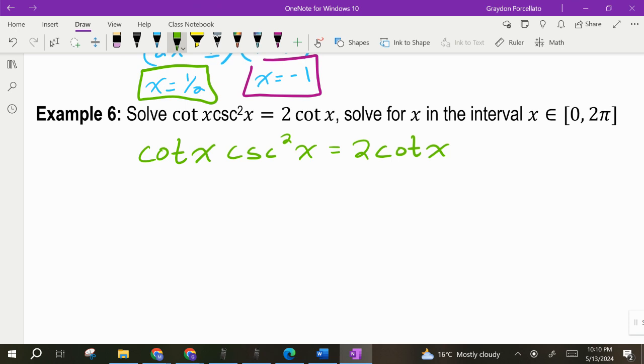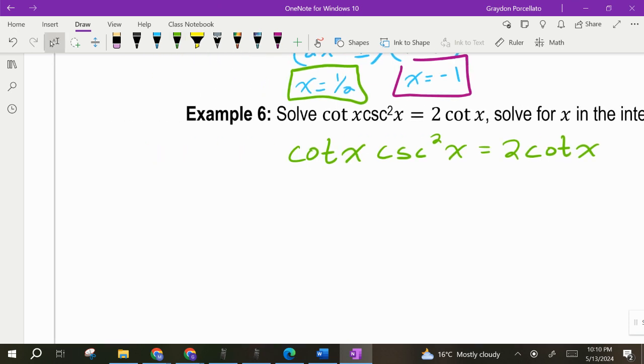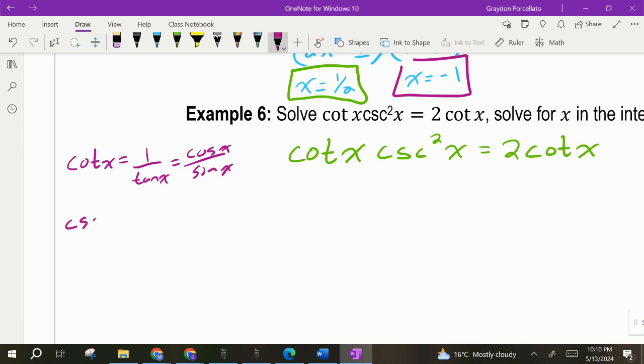And the reason I say that here is because we don't really have anything that's cotangent, so let's see here. I'm going to write this out like this. So cotangent of x is equal to 1 over tan of x, which is equal to cosine x over sine of x. Cosecant x is equal to 1 over sine of x.